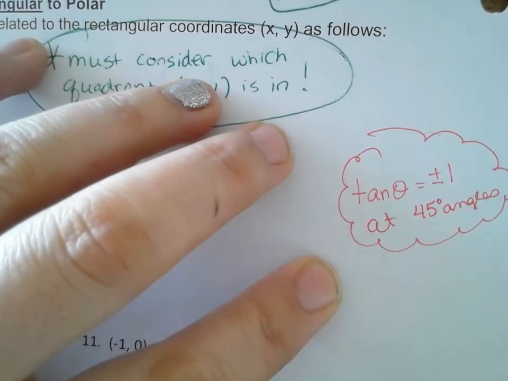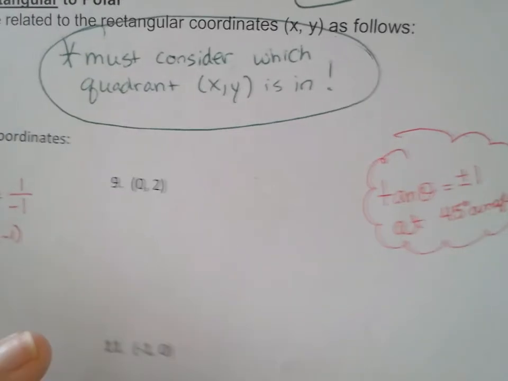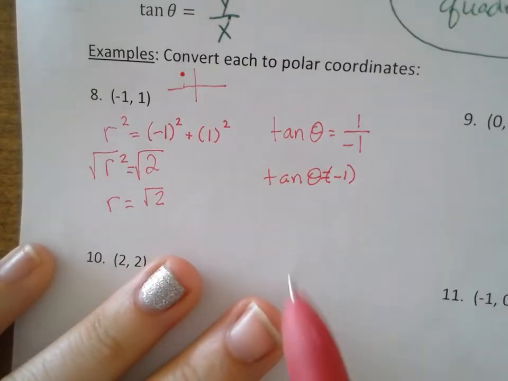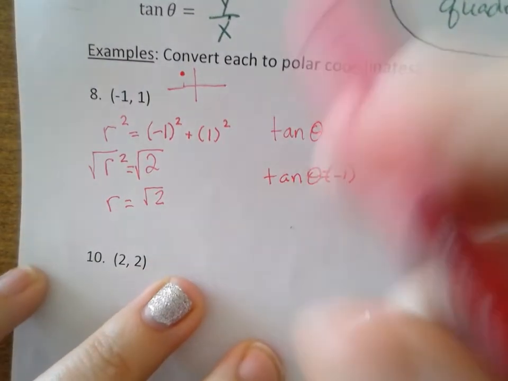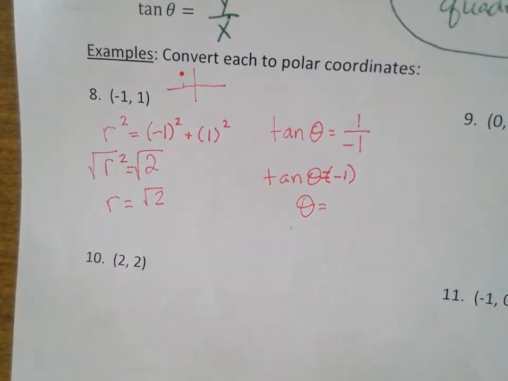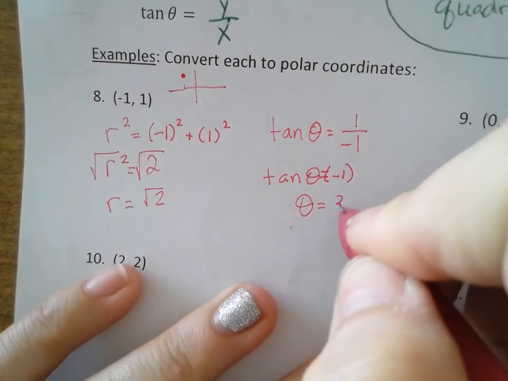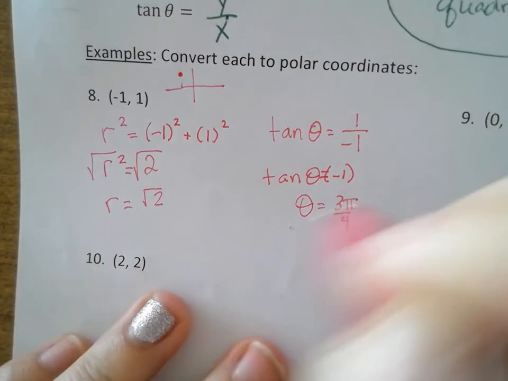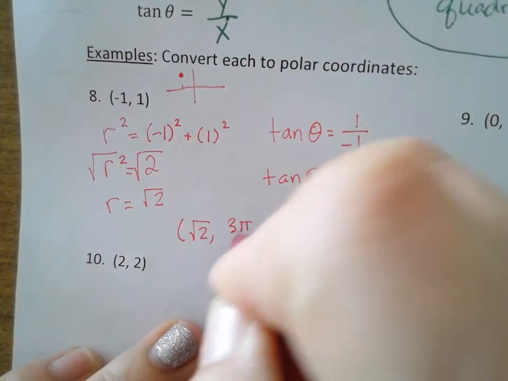Right, that was something important that we noticed when we were working with the unit circle. So here, if I know that I'm supposed to be in quadrant 2, where would I have a tangent value of negative 1? Flip it over and look at your coordinates if you need to. 3 pi over 4. That's your 45-degree angle in quadrant 2. So this would be square root 2, comma, 3 pi over 4.